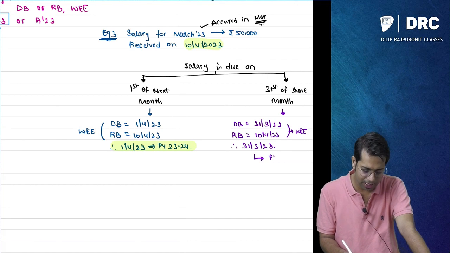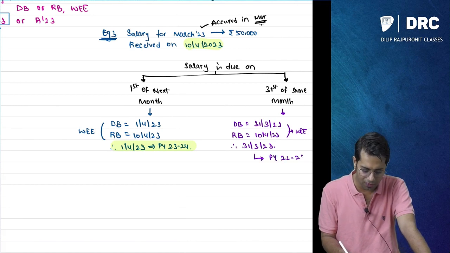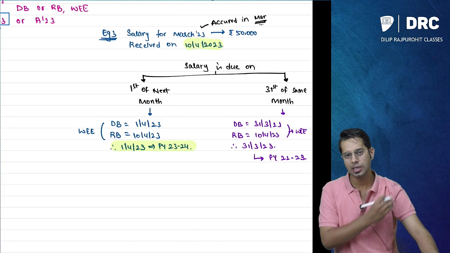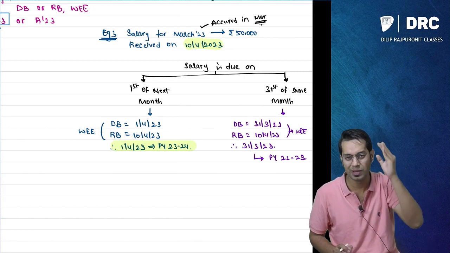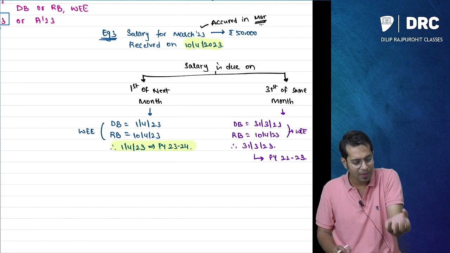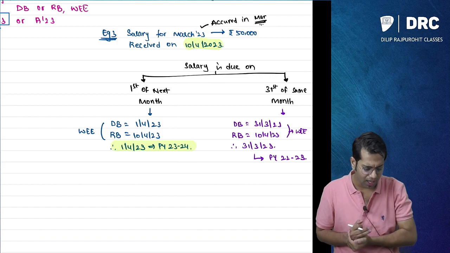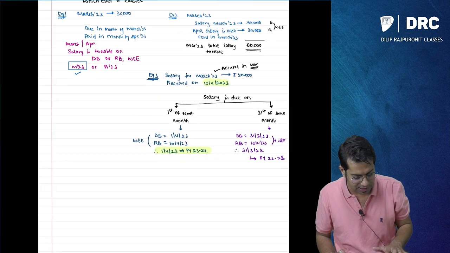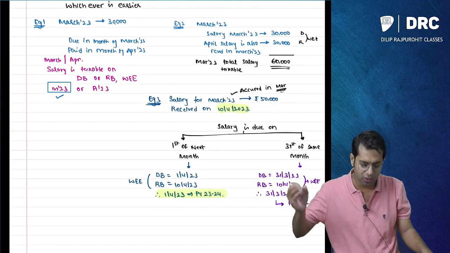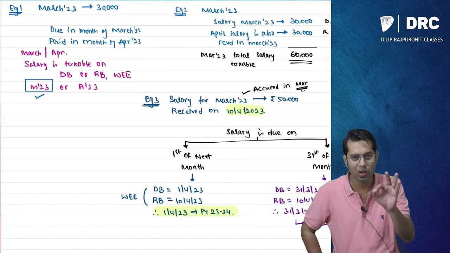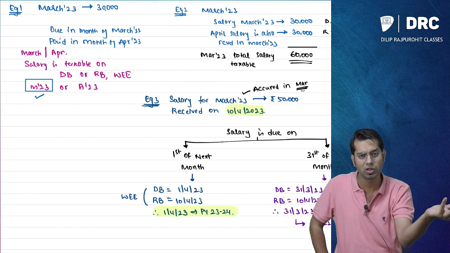Therefore this salary will be taken into consideration for filing the return for which year? Previous year 22-23. So it is very important that salary is taxable either on due basis or on receipt basis, whichever is earlier. So these types of questions can be asked in MCQs, maybe that the due date of salary is this much and received in this month, but the salary was accrued for the month of March.